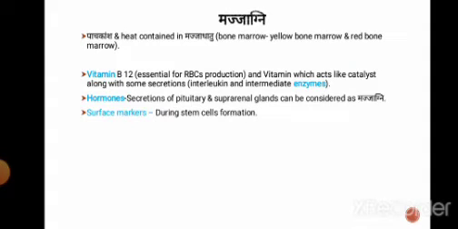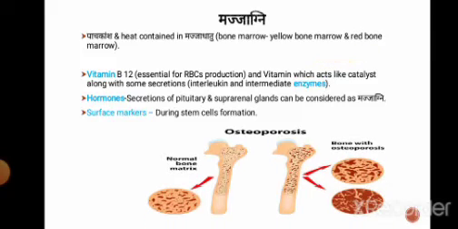Majjagni. Heat contained in Majja Dhatu, that is bone marrow, yellow bone marrow, and red bone marrow, is known as Majjagni. Hormones such as secretion of pituitary and suprarenal glands can be considered as Majjagni.